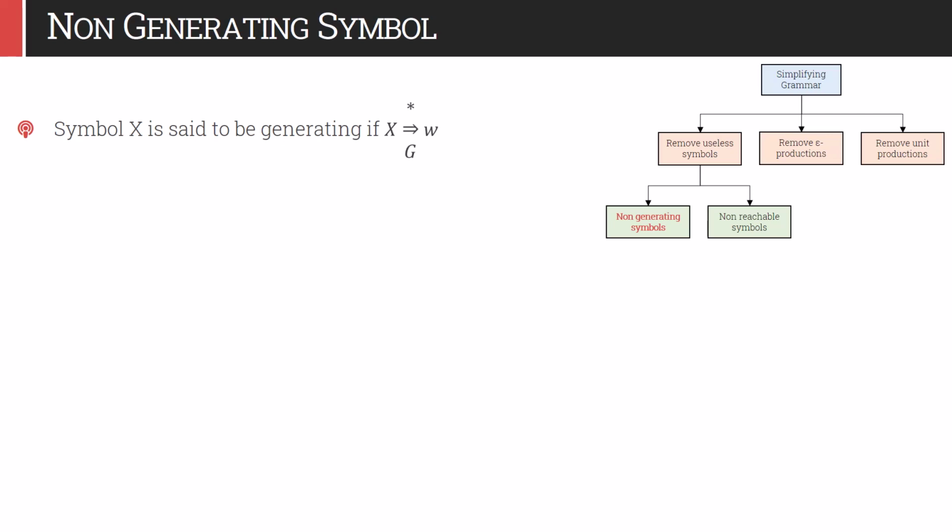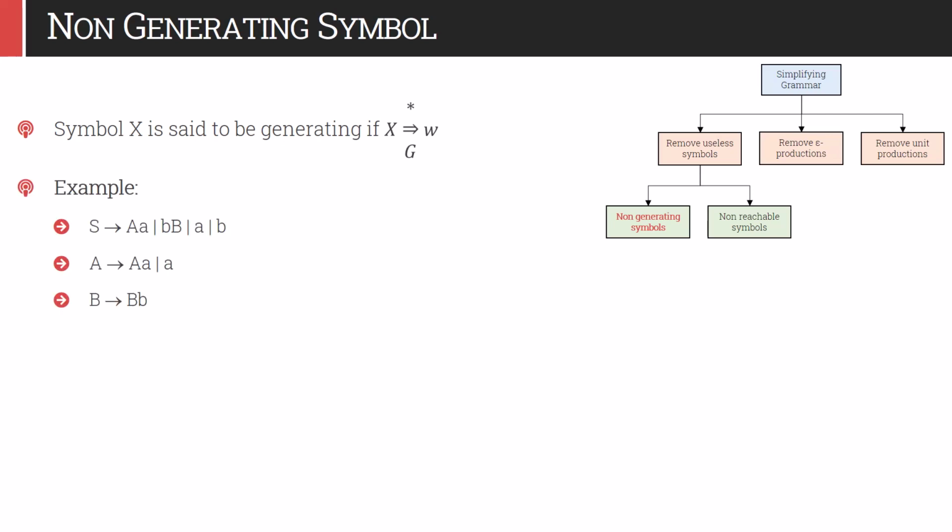What is a non-generating symbol? Symbol X is said to be generating if, using grammar G, X derives some string W. W is a string, so all the symbols in W must be terminal symbols. W could be either epsilon or a string of length 1, 2, 3, anything. X may not directly have a production X gives W. Rather, X might derive string W through some steps. But somehow, if X is able to derive some string, then we can say that X is a generating symbol.